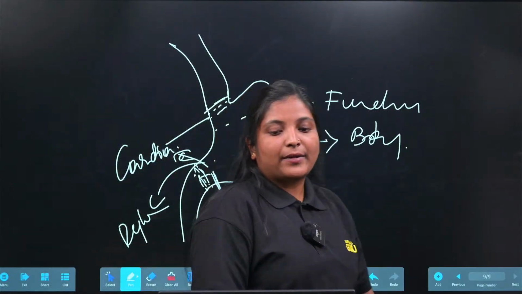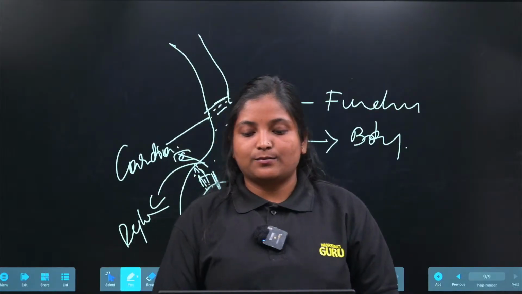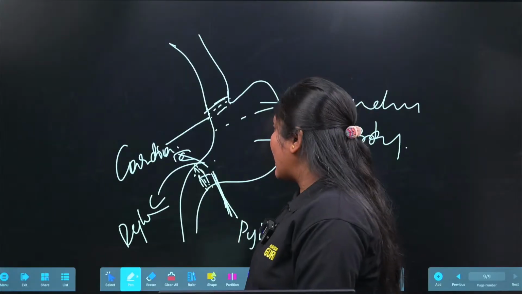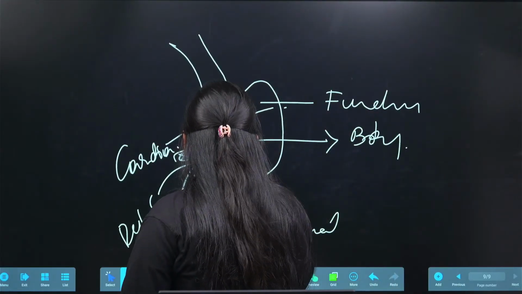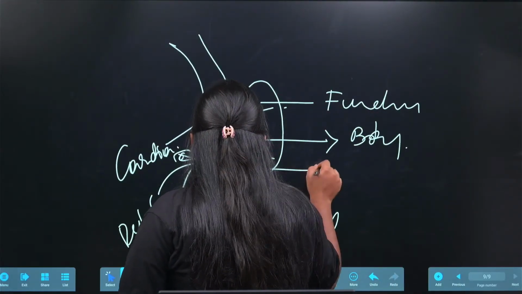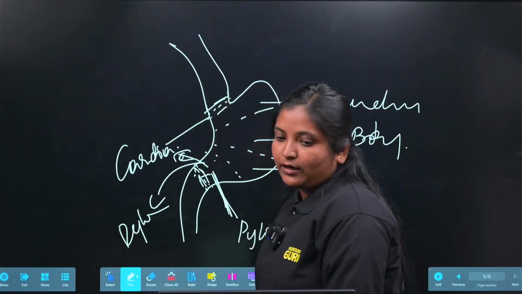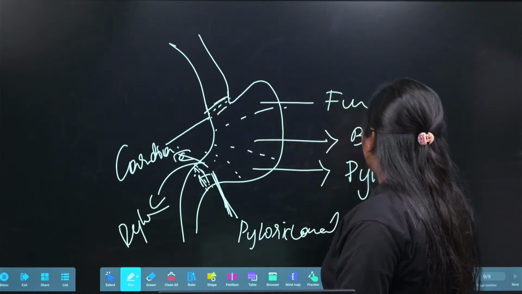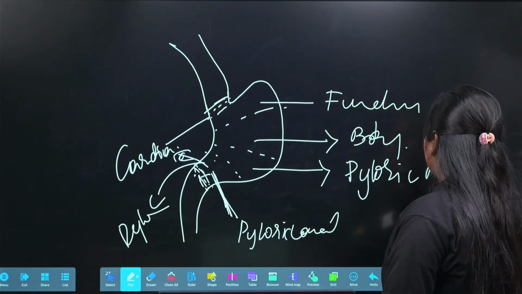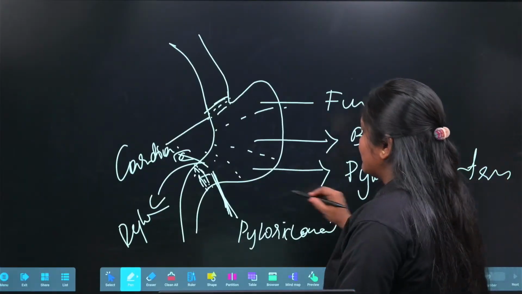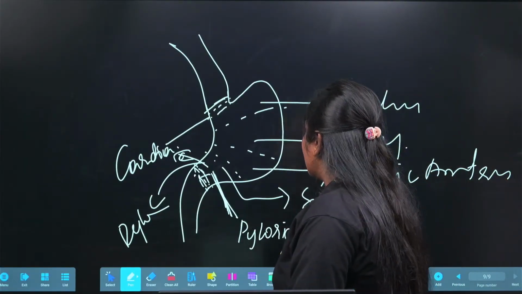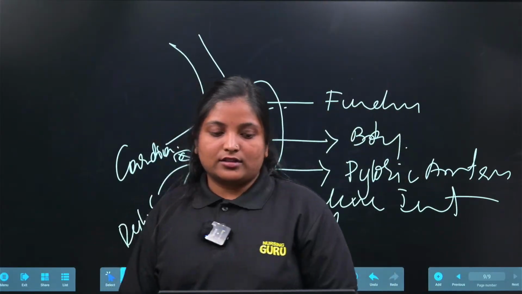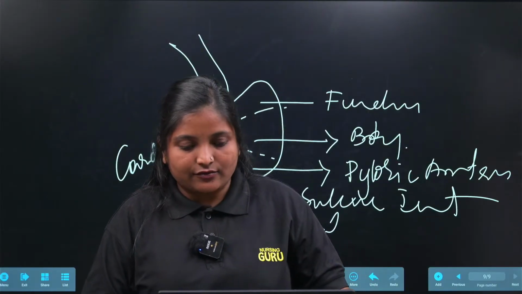Majorly you just remember this much, and the sulcus intermedius will be there, and the pyloric antrum will be there. Here there will be two distinguished parts, the sulcus intermedius as well as the pyloric antrum. This is the pyloric antrum, and this is the sulcus intermedius. So understood this much? These are the parts of the stomach.